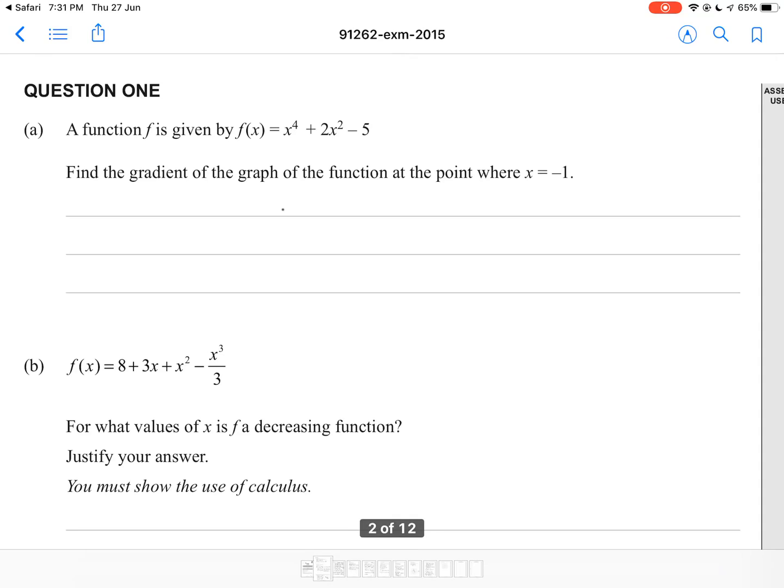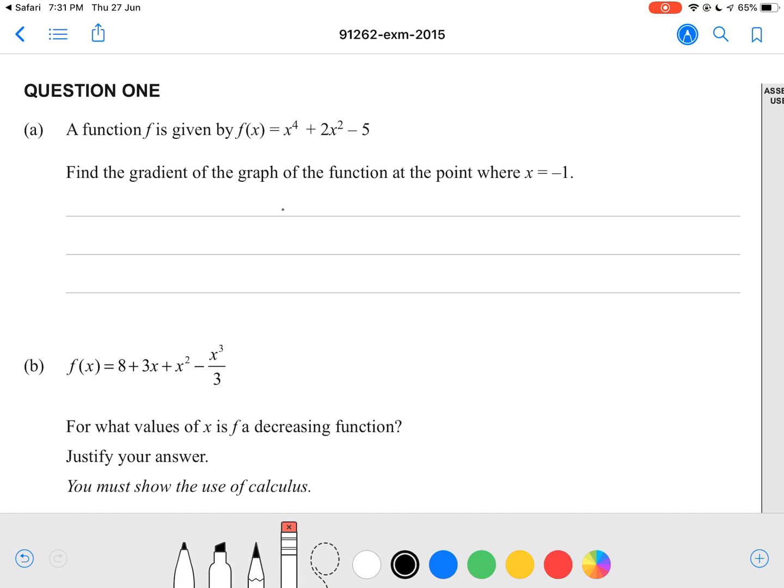Question 1. A function f is given by f of x equals x to the power 4 plus 2x squared minus 5. Find the gradient of the graph of the function at the point where x equals negative 1. The first thing we've got to do in this question is differentiate to find our derivative. If we differentiate to find the derivative, it will give us a gradient function, and if we have our gradient function, we can find our gradient at the point.